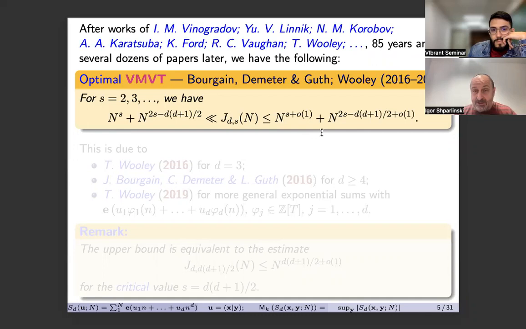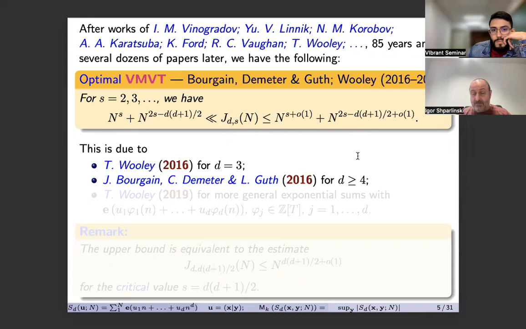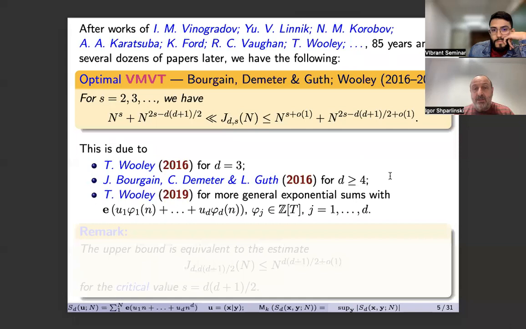And you see there are two groups of authors here. And this is because first Wooley obtained this result for d equals 3. As you see, even d equals 3 is already non-trivial. d equals 2 is easy, d equals 3 is already very hard if you want this bound. And Bourgain, Demeter, and Guth obtained a result for d greater than or equal to 4. And actually, their method doesn't work for d equals 3. So it was a perfect match of these two techniques. And a little bit later, Wooley improved his method and managed to also recover the result, meaning he extended his method to any d. And in fact, he obtained a more general result for exponential sums with linear combinations of polynomials. And this will be something which we'll discuss a little bit later.